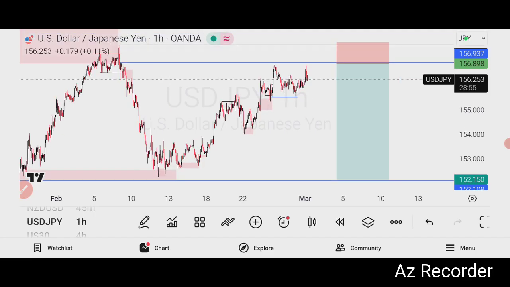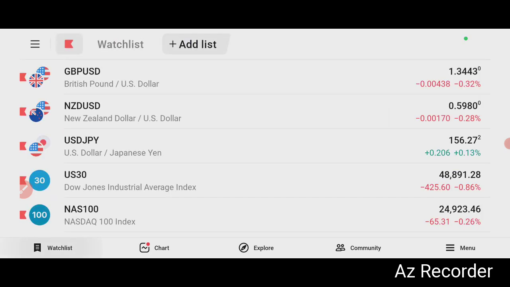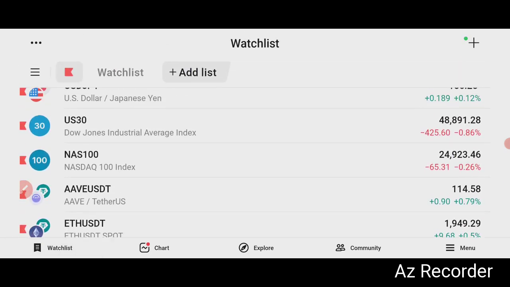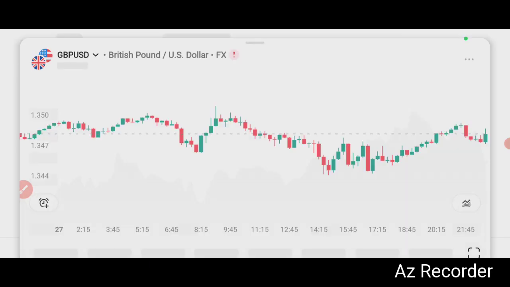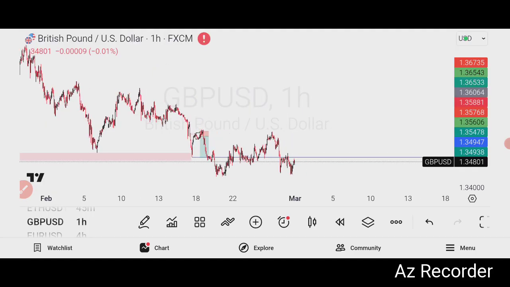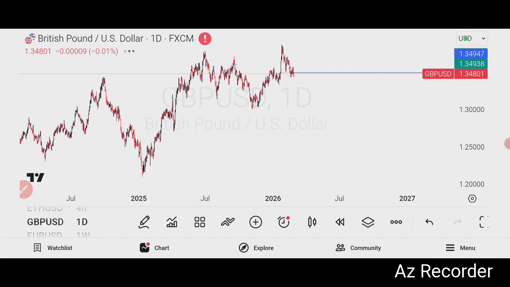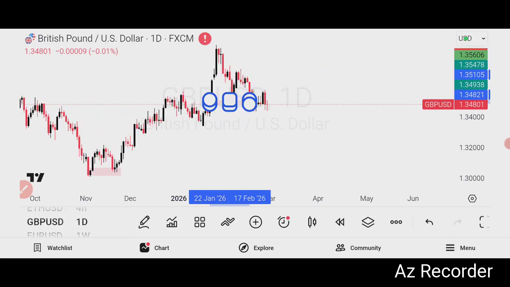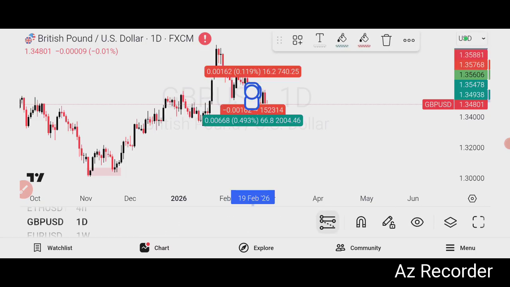Then for the last trade example I want to show, sorry about this. Okay, let me check GBPUSD. So for GBPUSD, let's go to the daily time frame. So almost the same thing.